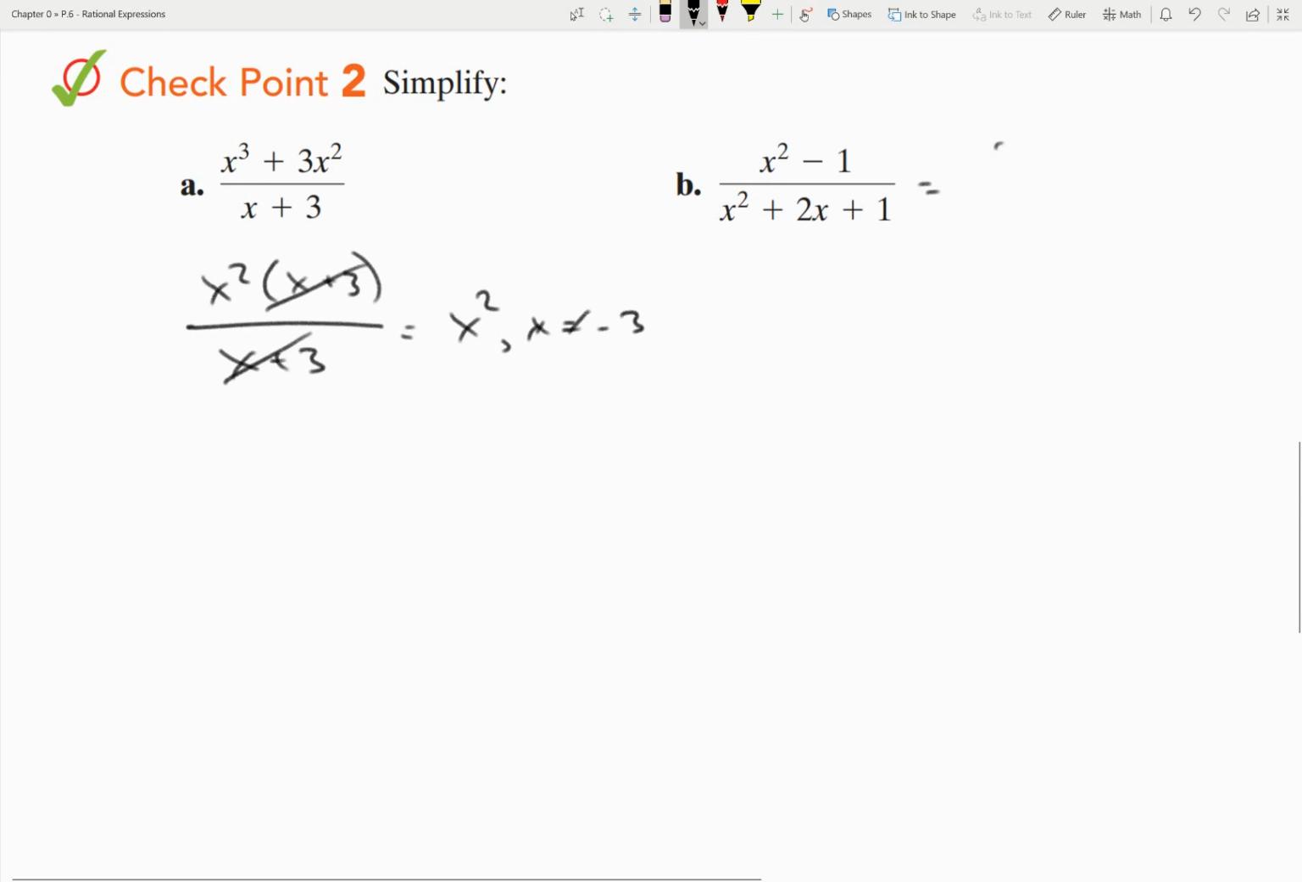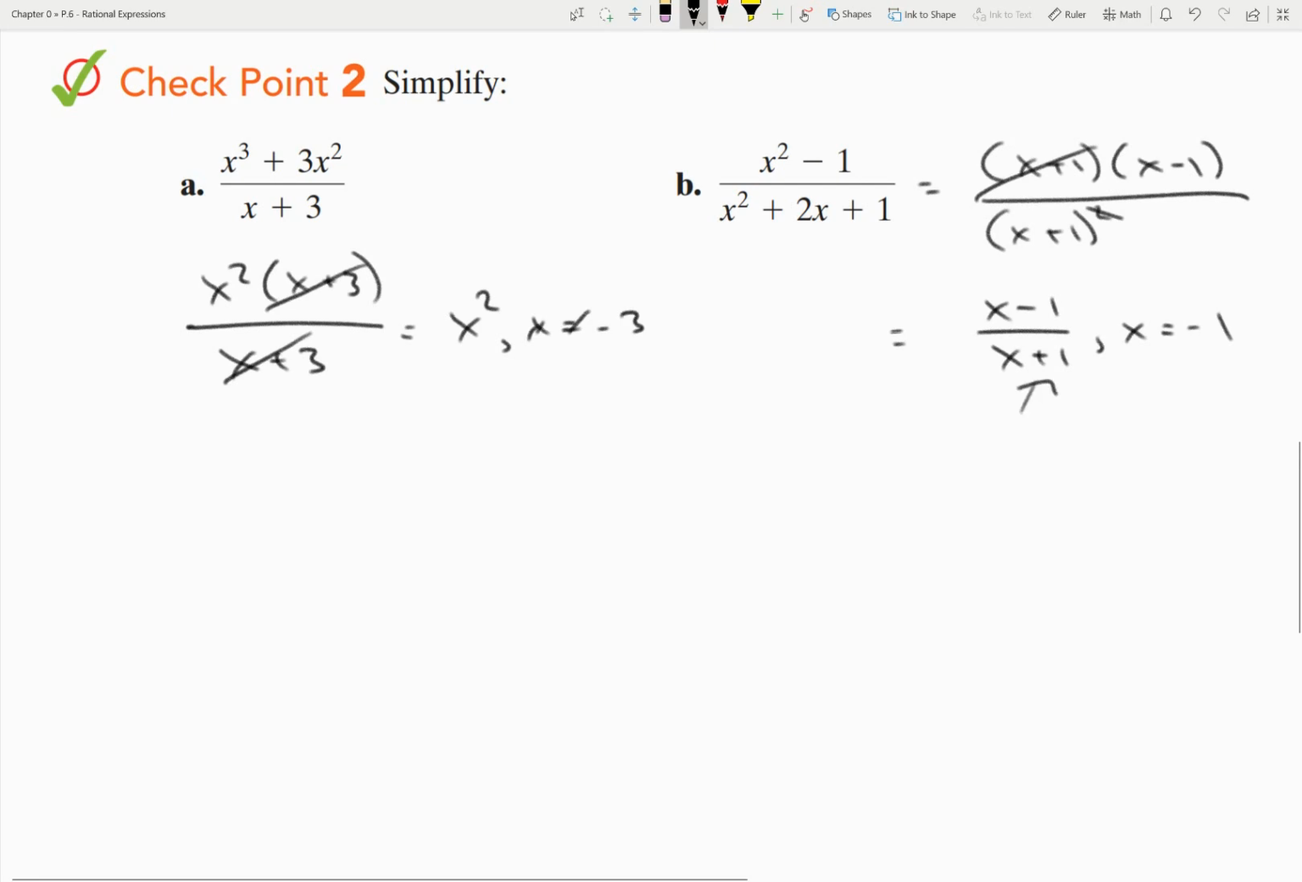For part B, the numerator factors with the difference of two perfect squares, while the denominator factors to x plus 1 squared, right? It's a perfect square trinomial. One of these cancels with one of these, and so my answer becomes x minus 1 over x plus 1, comma, the only thing that x is not allowed to be equal to is -1. And again, I see that with this denominator here, but again, it's a good habit to just list all of the exclusions on the variable.